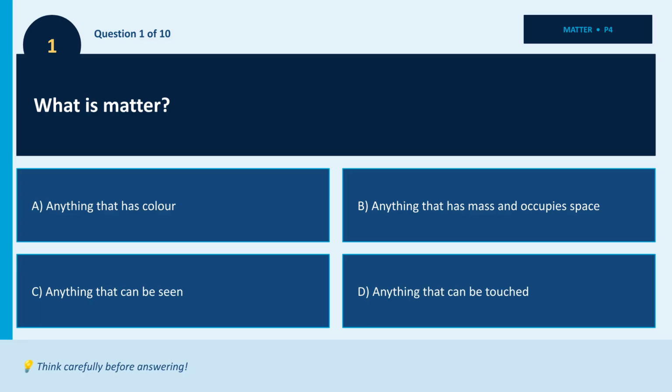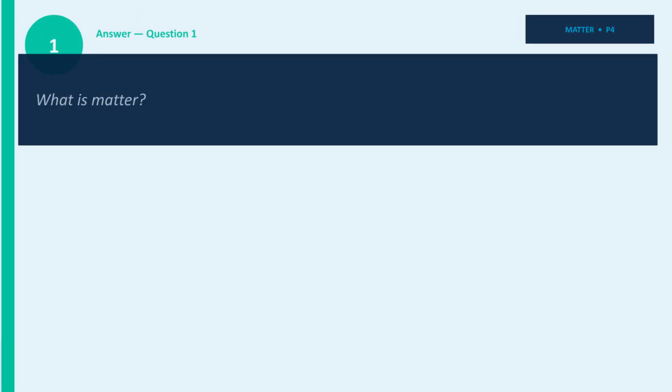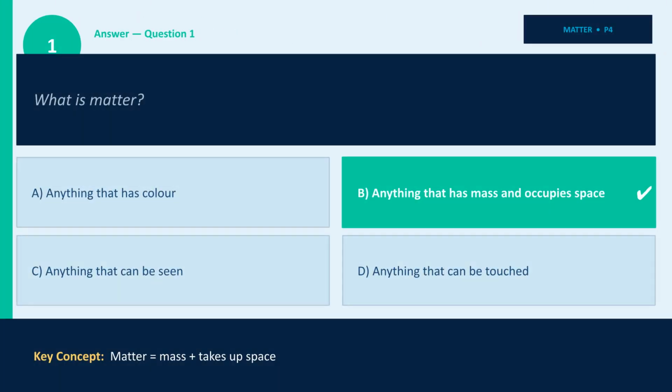Think carefully. Question 1. What is matter? Is it anything that has color? Anything that has mass and occupies space? Anything that can be seen? Or anything that can be touched? Think carefully. The correct answer is B. Matter is anything that has mass and occupies space.